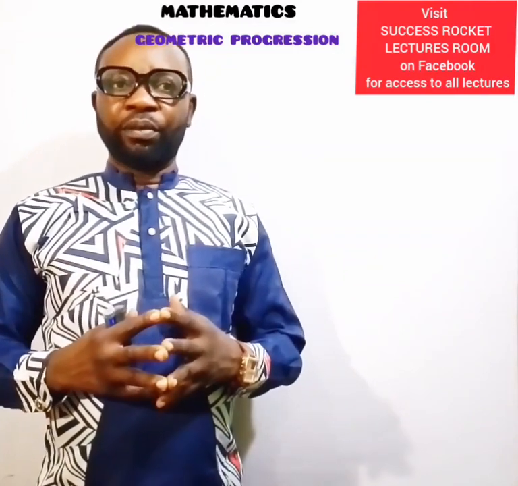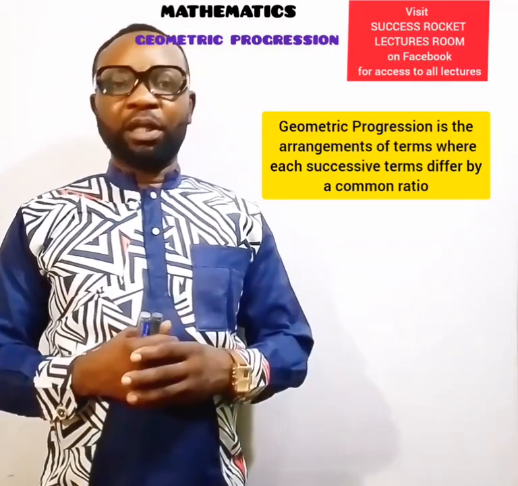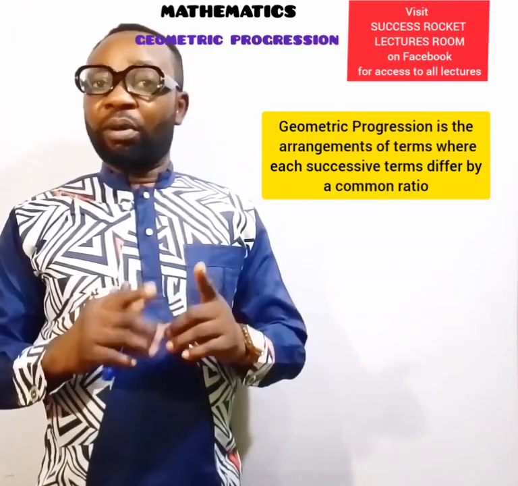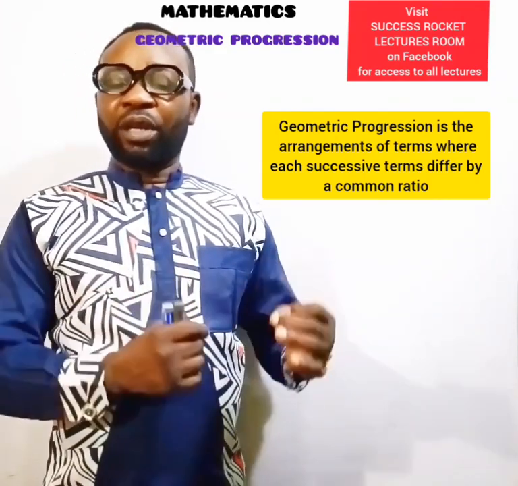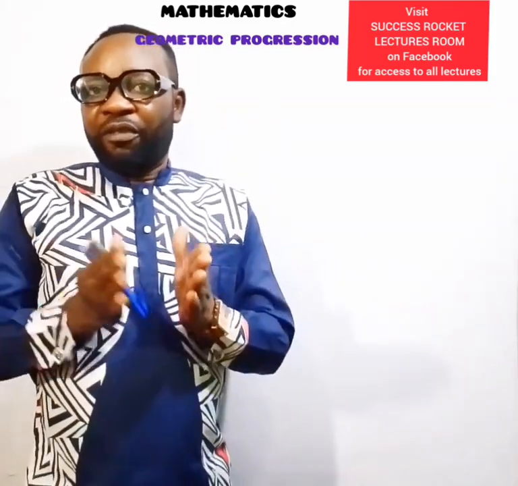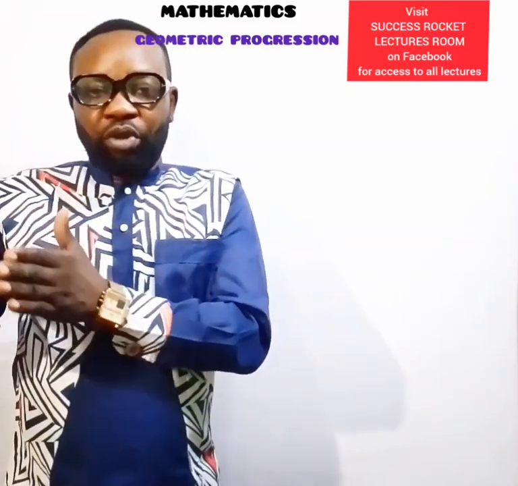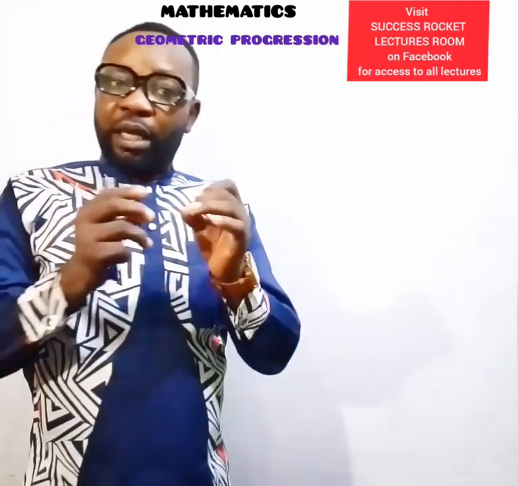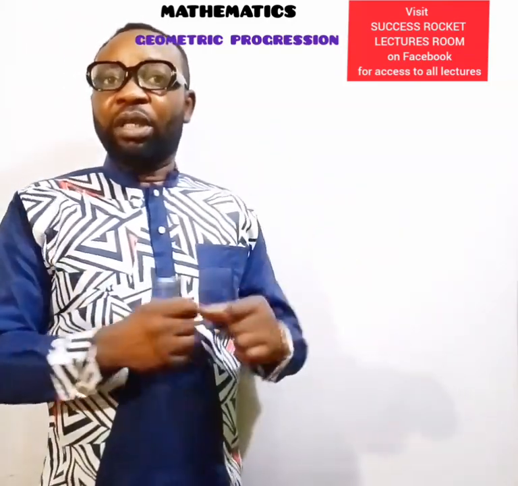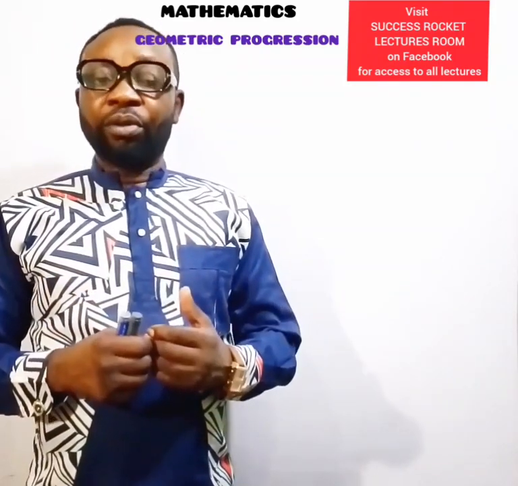What is geometric progression? Geometric progression is a form of arrangement of terms in mathematics in which each successive term differs by a common ratio. In this arrangement, the ratio between the first two terms will be equal to the ratio between the next two terms. Instead of talking about common difference, like in arithmetic progression, in geometric progression what we talk about here is the common ratio.